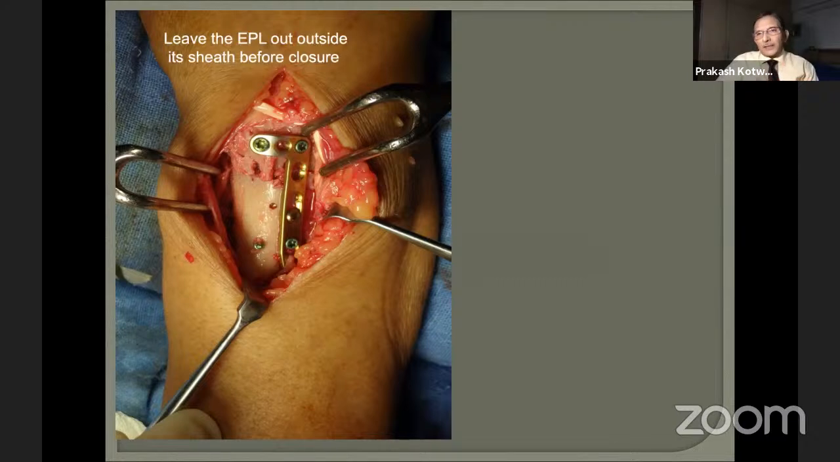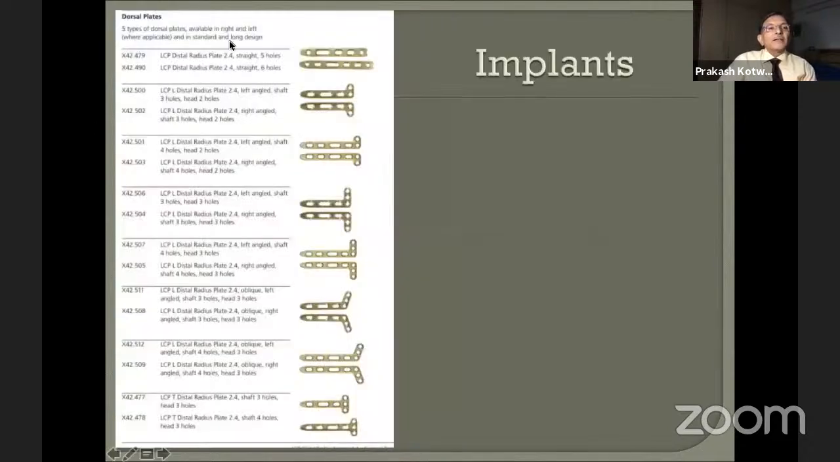Now, when you are closing, obviously you cover the plate again with the retinaculum and the soft tissues which you had reflected, and then you leave the EPL outside its sheath before closure. That means you don't put the EPL into its sheath again because it may get adherent. So you leave it outside. However, one must take care to protect the tendon, and see to it that it is not rubbing against the plate.